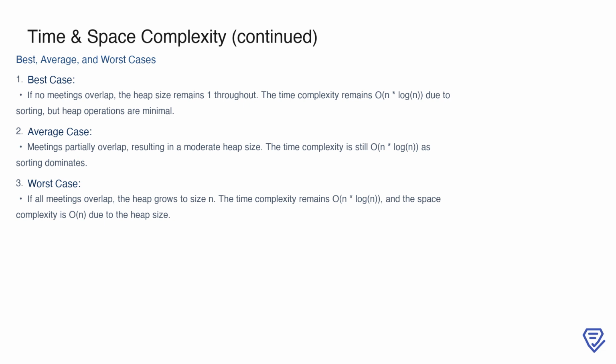Finally, in the worst case, when all meetings overlap, the heap grows to its maximum size of n. Even in this scenario, the time complexity remains O(n log n), and the space complexity is O(n), because the heap must store all n meeting end times. These cases highlight how our solution handles different input scenarios efficiently.